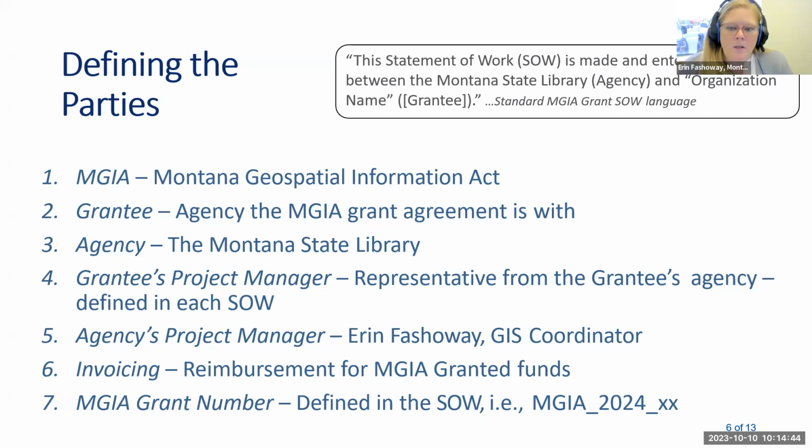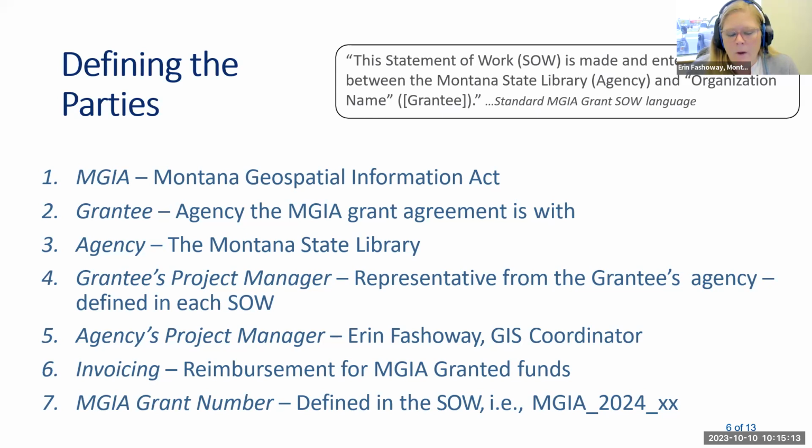Invoicing. When you are going to request a reimbursement for something that you've done as a part of this grant project for the MGIA funds, you are going to invoice the Montana State Library. It sounds a little weird because it might be something you're new to, but that's how the requests for funding are going to be completed. So you will invoice the Montana State Library. We're going to go through that further.